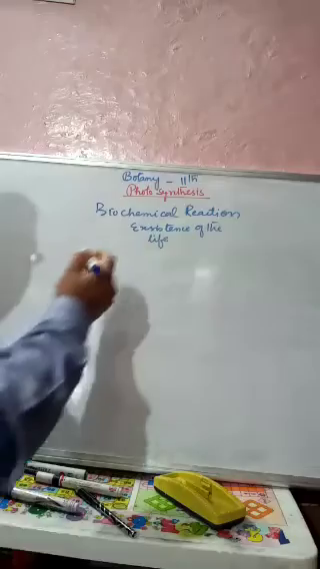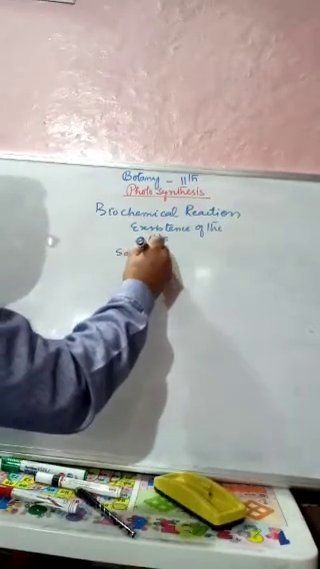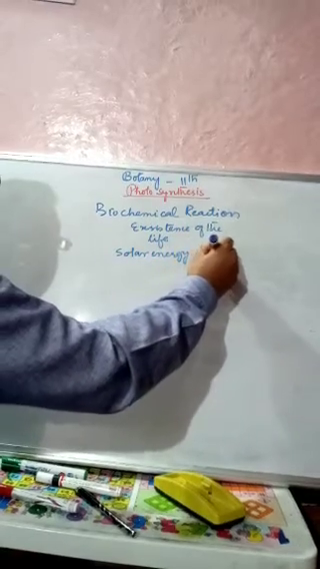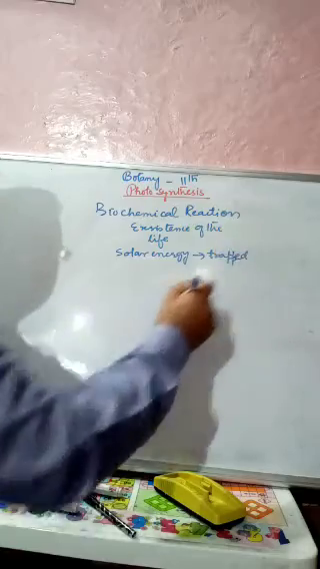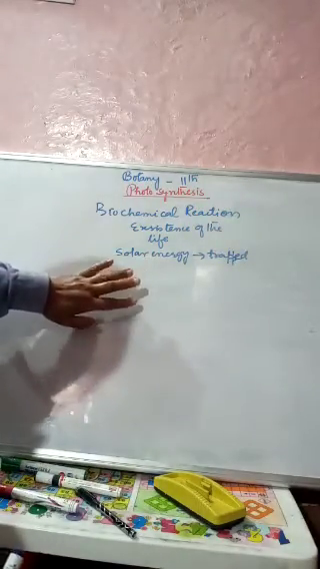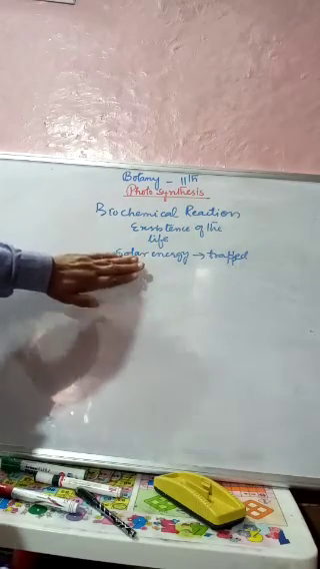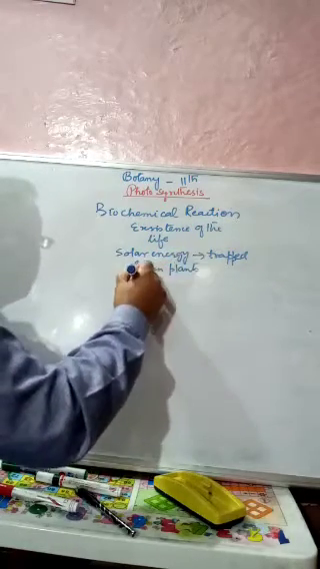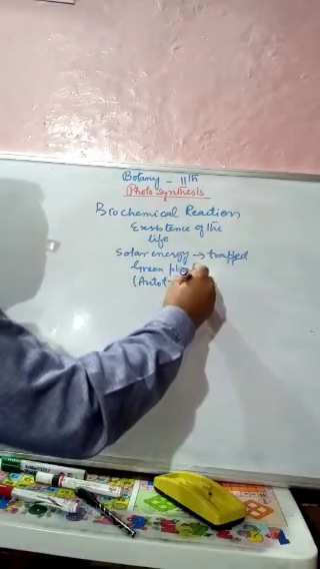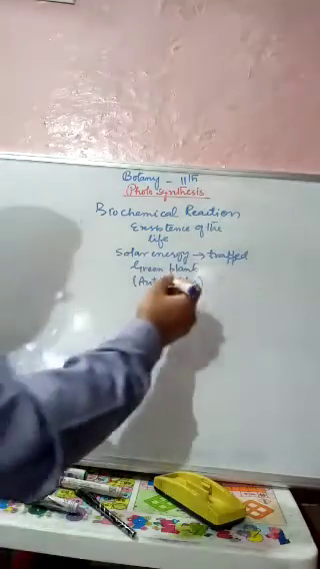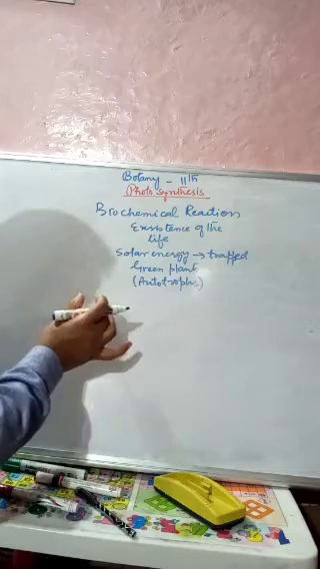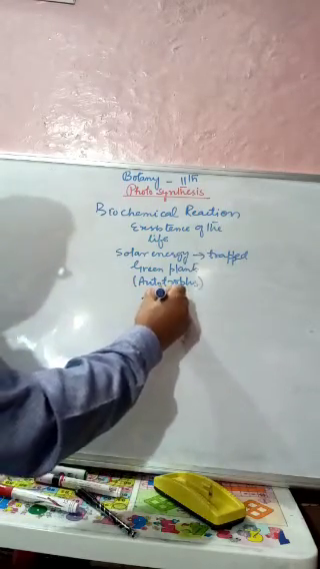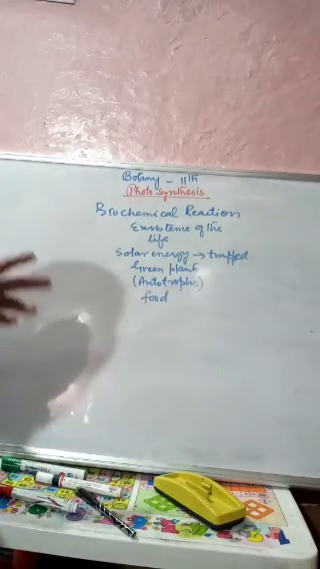It is the only process on the earth by which the solar energy, that is the sunlight, is trapped by the organisms, or by the green plants, or we can say by the autotrophs, and is then converted into food for the rest of the organisms.